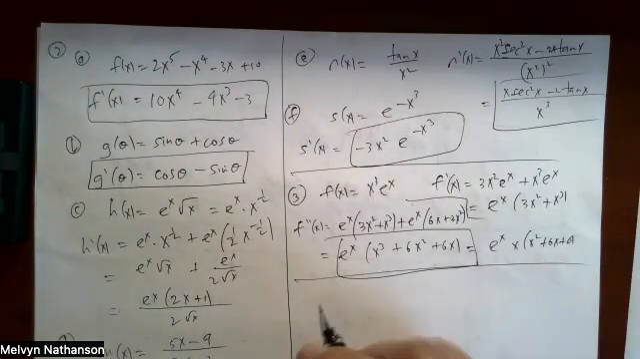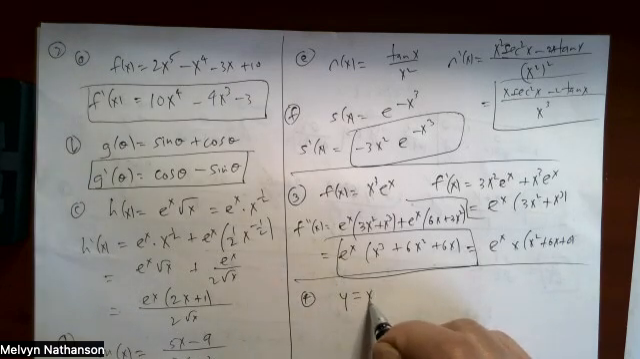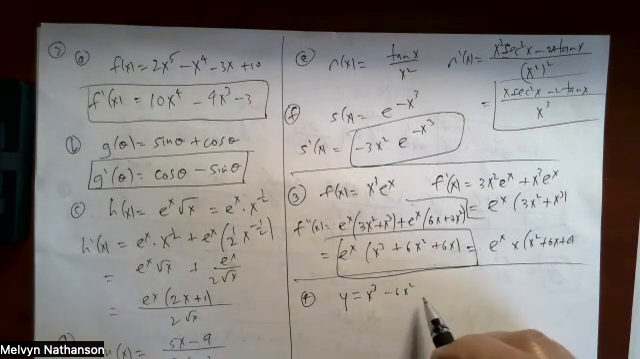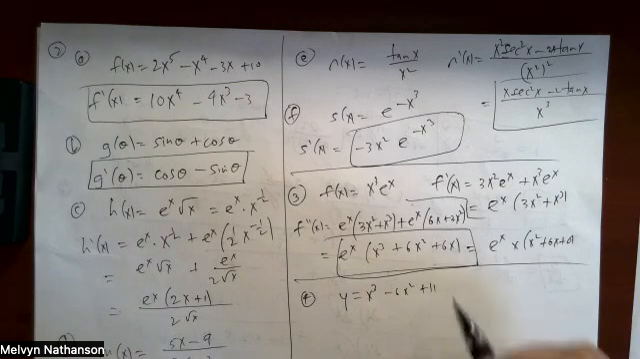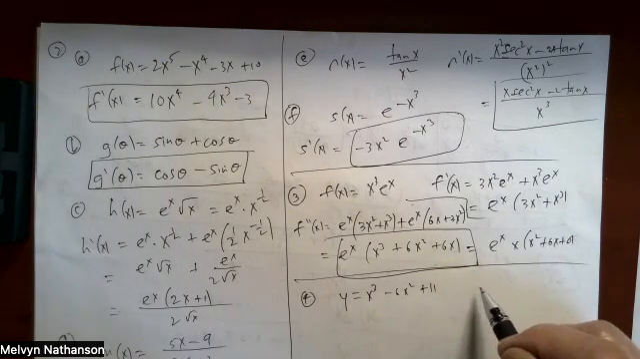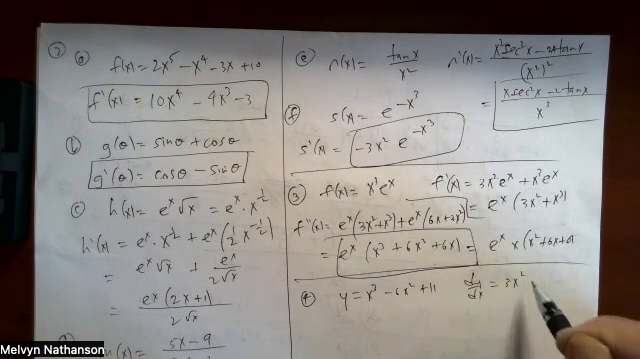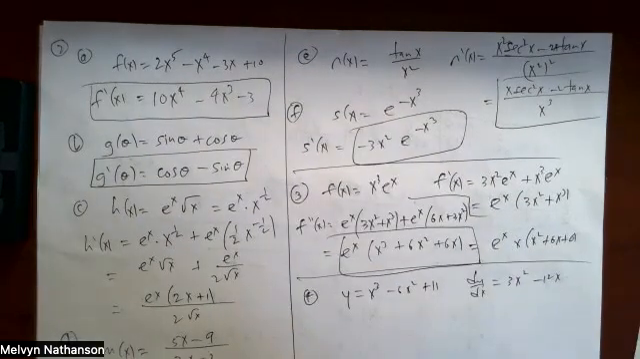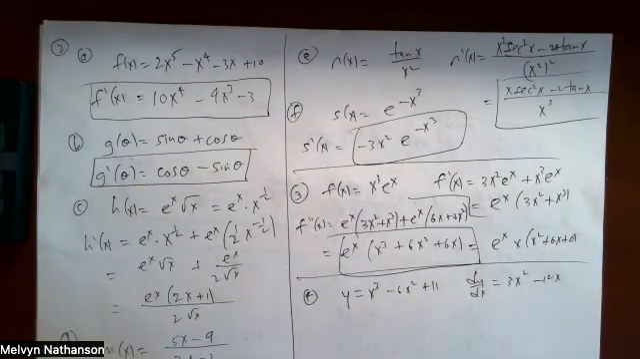In problem 4, we have the curve. It's a cubic curve. Y equals x cubed minus 6x squared plus 11. So for this curve, y prime, or dy dx, is 3x squared minus 12x. So that's the slope of the tangent to the curve at any point x.